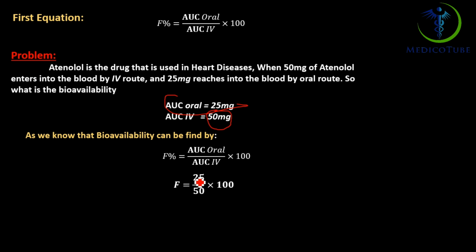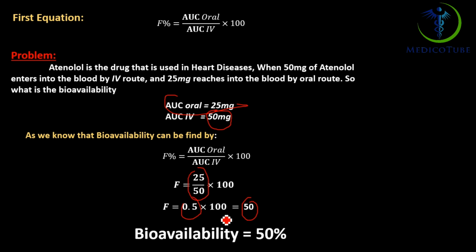F is equal to 25 divided by 50 multiplied by 100. If we divide 25 by 50, we get 0.5, multiplied by 100. So what will we get? The final amount is 50. So the bioavailability of atenolol is 50%.